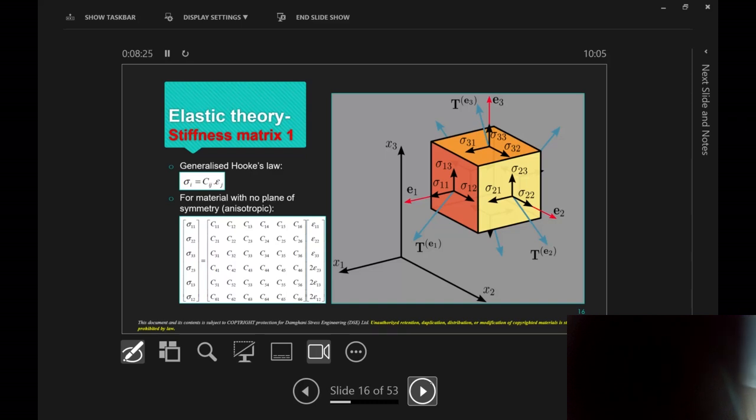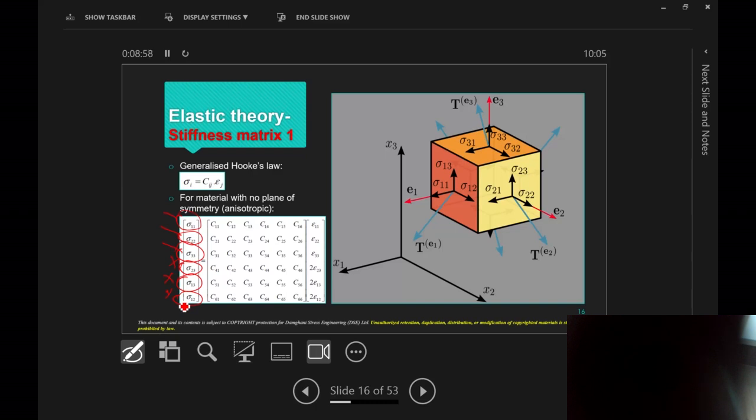You're not, in practice, in real life, dealing with just one stress. You're dealing with 6 components of stress in a 3-dimensional space: normal stresses in directions 1, 2, 3, and shear stresses. Stresses are correlated to strains: normal strain in 3 directions, and shear strains.